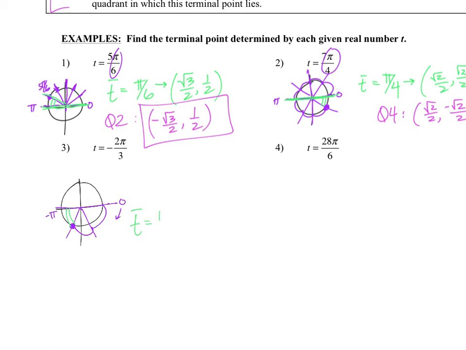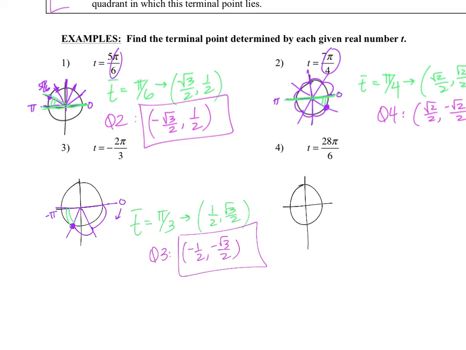So t bar comes back this way. So my t bar is a positive pi over 3, which means pi over 3 is the ordered pair, 1/2, root 3 over 2. But I'm in quadrant 3, which makes them both negative. Here's my answer. All right, last one.